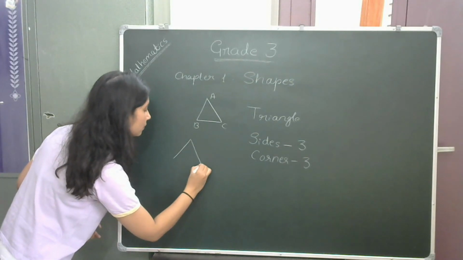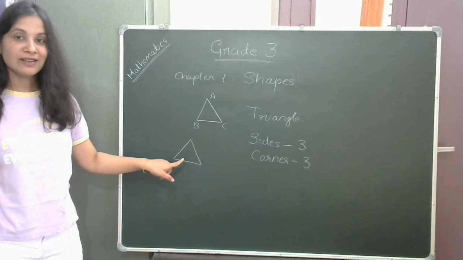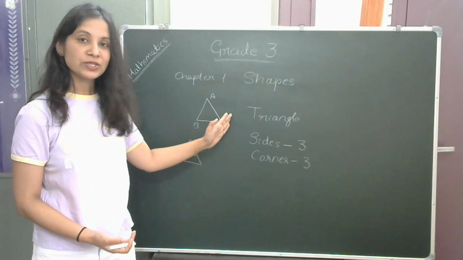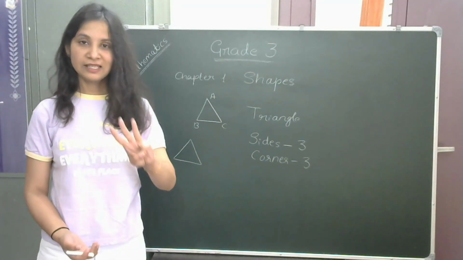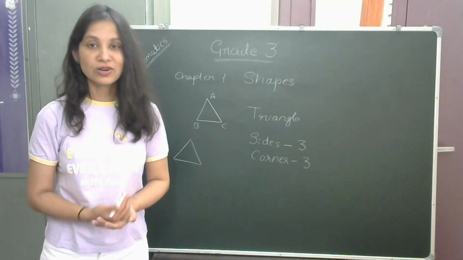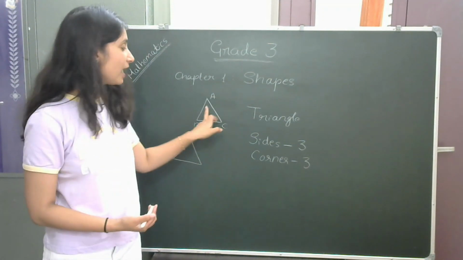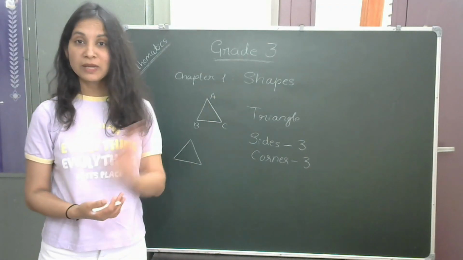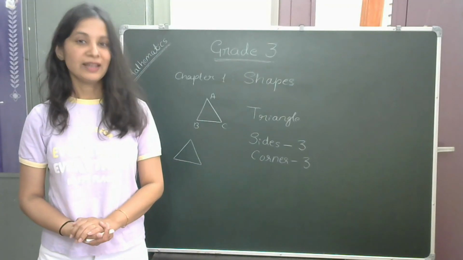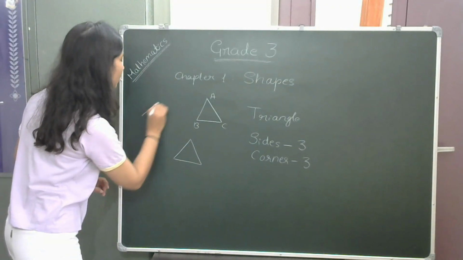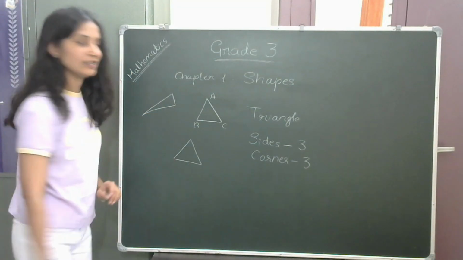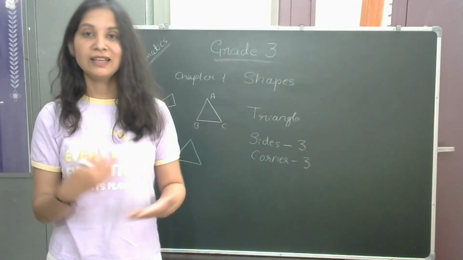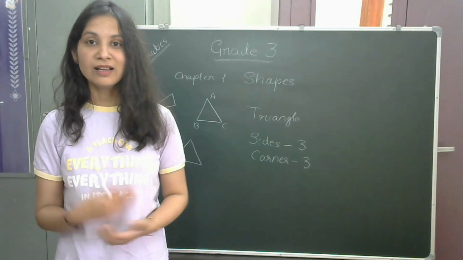1, 2, 3. It is also a closed figure. Yes, children. So, we can say that a closed figure which is having 3 sides as well as 3 corners is called a triangle. But did I say all the sides must be equal? No, it need not be. If I draw like this, it is also a triangle. We have different kinds of triangles that we will learn in the coming class.